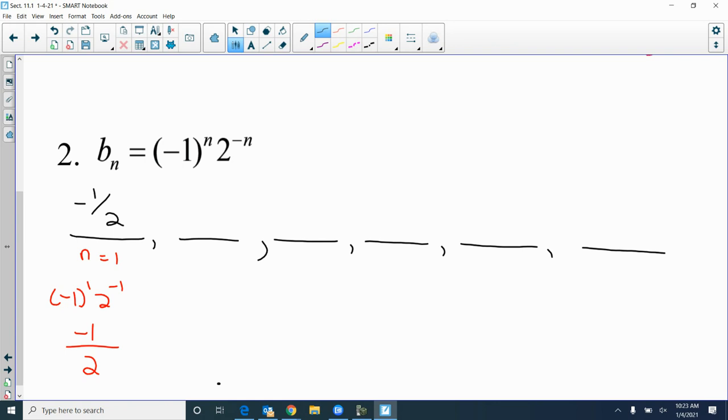All right, so plug in n equals 2. Negative 1 to the second power times 2 to the negative second. Negative 1 squared becomes just a 1. And then over 2 squared. So it looks like I got 1/4. We agree? All right. Go ahead and plug in 3, plug in 4, and see what you get.